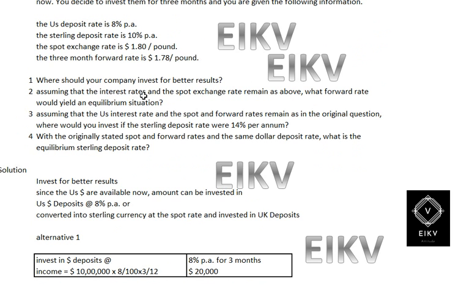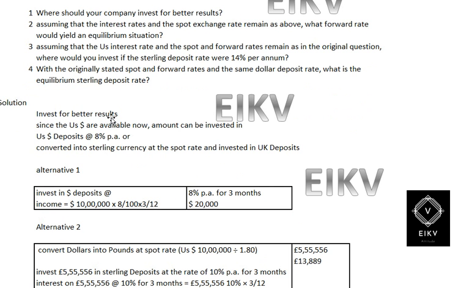Number two, assuming that the interest rate and the spot exchange rate remain as above, what forward rate would yield an equilibrium situation? Number three, assuming that the US interest rate and the spot and forward rate remain as in the original question, where would you invest if the sterling deposit rate were 14% per annum? Number four, with the originally stated spot and forward rate and the same dollar deposit rate, what is the equilibrium sterling deposit rate?